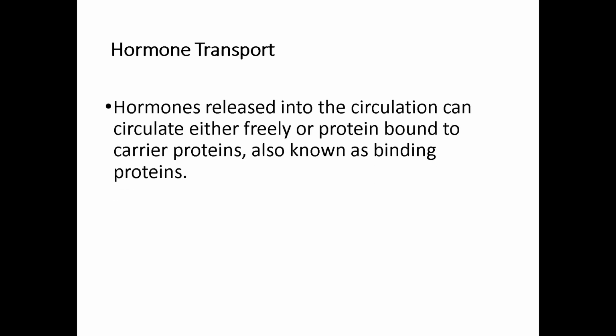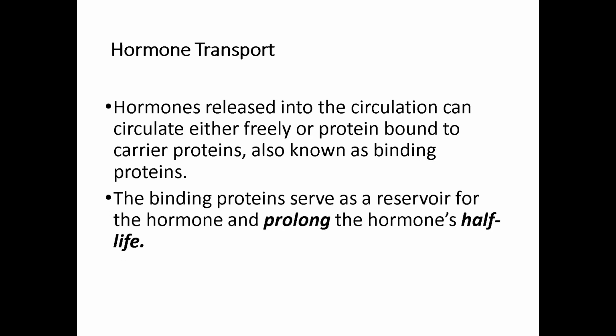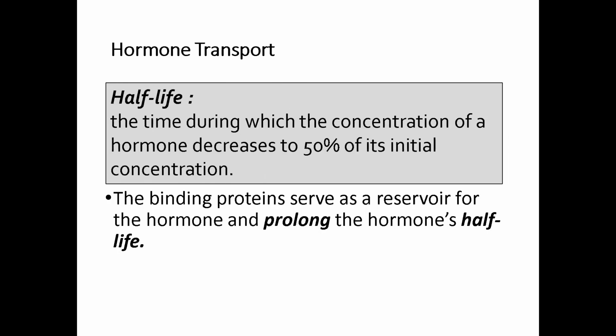The hormone is synthesized and stored in vesicles for some, then it can be ready for transport. So they are released into the circulation and can either circulate freely or bound to a particular protein called your carrier proteins or your binding proteins. These binding proteins serve as a reservoir for the hormone and will increase the hormone's half-life. So keep in mind that the half-life is the time during which the concentration of a hormone decreases to 50% of its initial concentration.